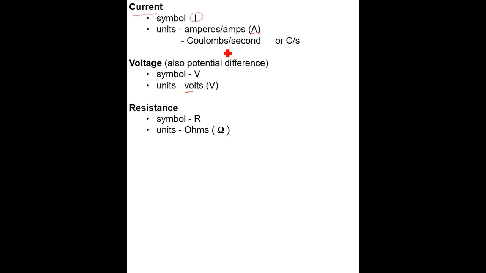And finally, what is slowing down the movement of the electrons going through the conductor? That is the resistance, capital R for resistance, and the symbol for the units is the Greek omega symbol, and that is for ohms. Those are the units for resistance.